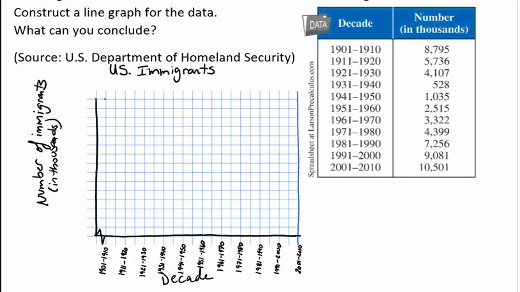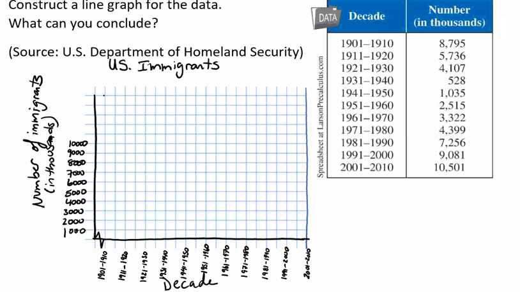So once we have our x-axis labeled, we can look at our y-axis. Here we see that our lowest number is 528, where our highest number is 10,501. So we can probably do this by counting by 1,000. So we're going to count by 1,000 going up our y-axis. Okay, so there we go. So we've got our y-axis counting by thousands up to 10,000. Probably actually need 11,000 on there too.